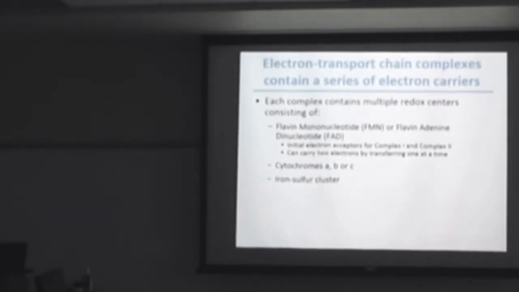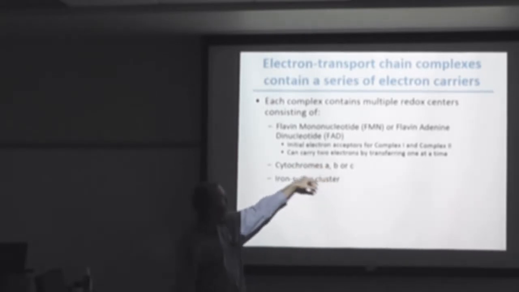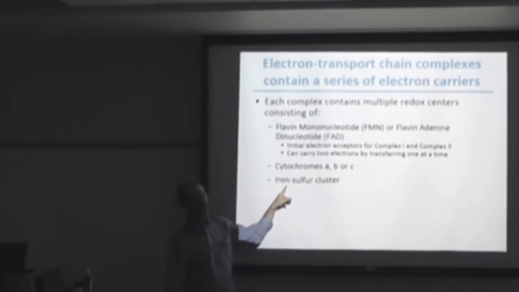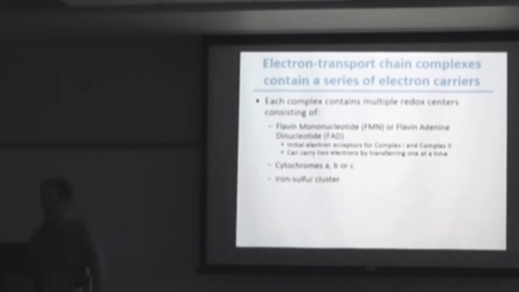So the electron transport chain complexes contain a series of electron carriers. Each complex contains multiple redox centers where the electrons will go from one center to the next to the next. They contain flavin mononucleotide or flavin adenine dinucleotide, which has the same active part of the molecule here. The initial electron acceptors for complex 1 and complex 2 can carry 2 electrons by transferring 1 at a time. You also see cytochromes a, b, and c, and there will be a lot of iron-sulfur clusters that will accept these electrons.